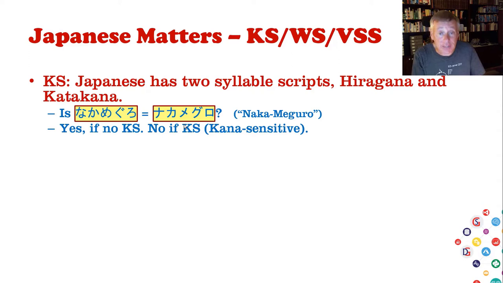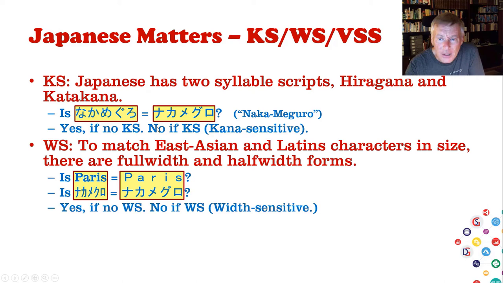Then we have WS. You may notice here that these characters are a bit wide compared to the Latin letters. So in order to match things up, what they've done in Japan, also I think in China, is that they've added full width versions, as they call it, of the ASCII characters. So here we have Paris, half width and full width. And they also have half width forms of the katakana to match up when you put the katakana in the Latin text. Now the question is, are these two pairs equal to each other, half width and full width? Well, as long as it does not say WS in the collation name, they are equal. But if it does say WS, it's width sensitive and they are different.